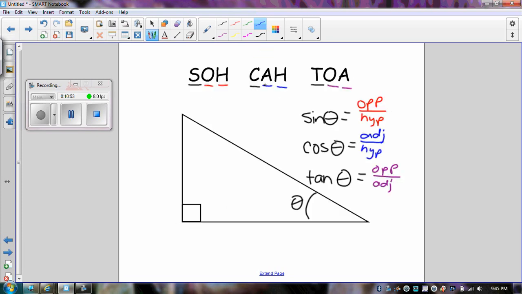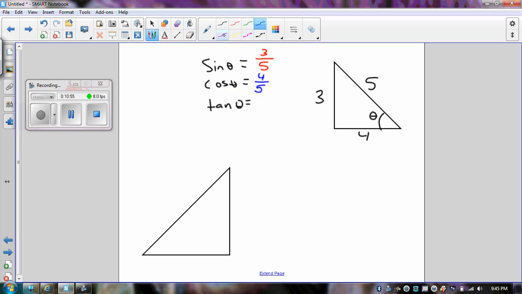Finally, tangent was opposite over adjacent, and so in this example, the opposite value is 3, and the adjacent value is 4. So that's one example of some trig functions you might come into contact with. Let's look at another situation.